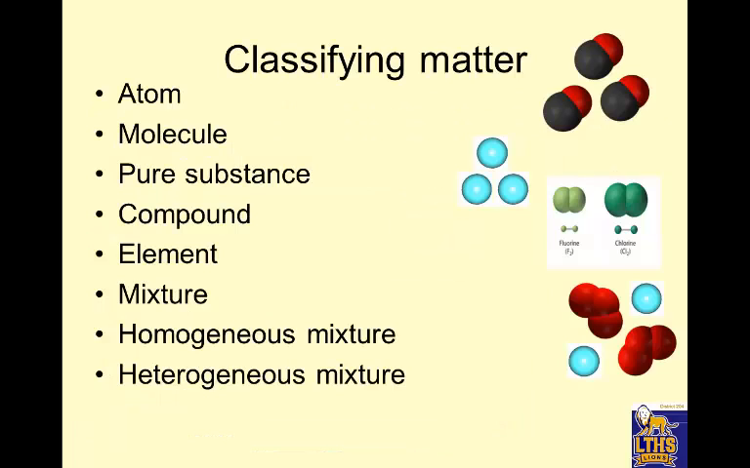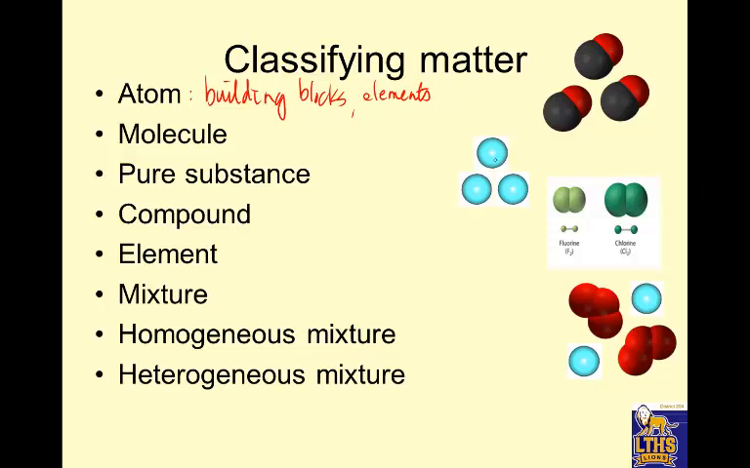So, classifying matter. Look at all of these pictures. When we think about matter, we have to know the building blocks of matter, and that's atoms. So, atoms are the building blocks of matter. We talked about their parts. They make up everything. And elements are made of atoms. Then elements combine to make compounds, and those compounds are made of molecules. But atoms are what make up everything.